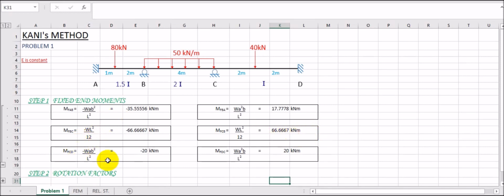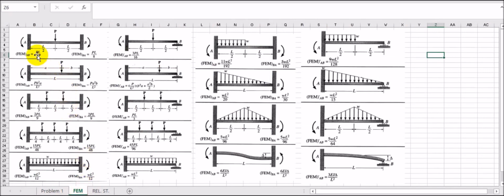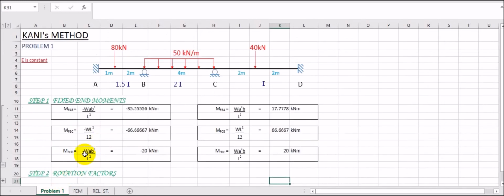Then comes MFCD. MFCD, that is the fixed moment at this intermediate joint, is minus WAB square by L square. You can either use this formula or you can also use WL by 8. So WL by 8 or minus WAB square by L square, where W is 40, A is 2, B is again 2, and L is 4. Why can you use WL by 8? Because this load is acting at the center of my member. So you can use this formula or that formula, and the result that we get is minus 20 kilonewton meter.